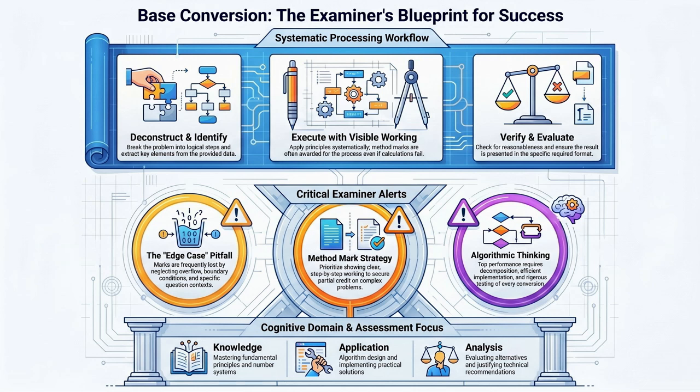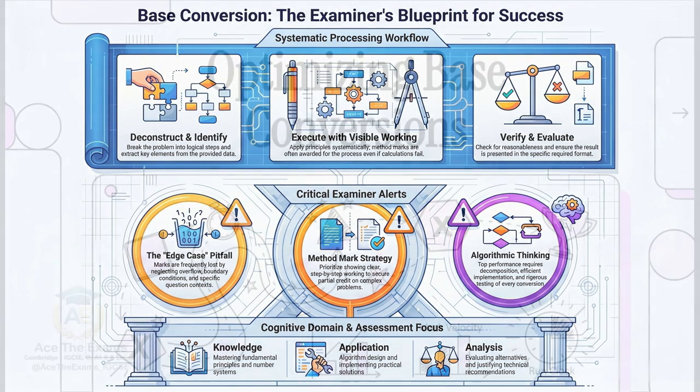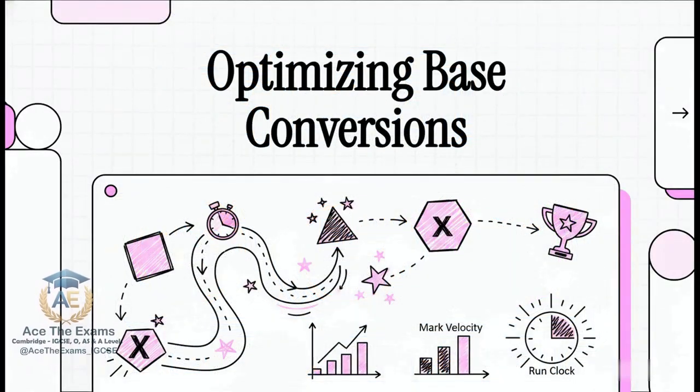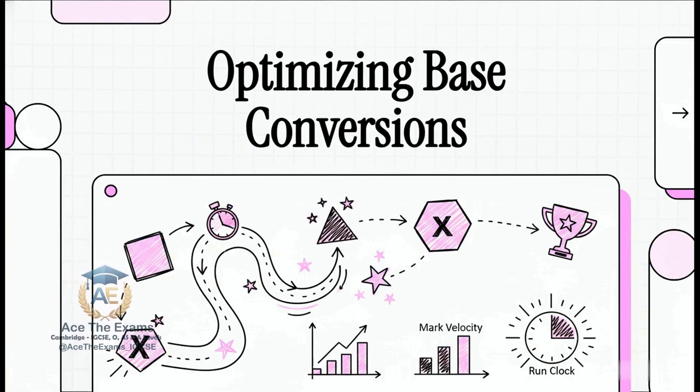Welcome to The Explainer. Listen, today we're treating the Cambridge AS and A-level computer science syllabus not like a textbook, but like an optimizable system. An e-sport, if you will. We are executing a high-stakes, strategic speed run of one of the absolute most critical frameworks in the entire curriculum, converting integer values between number bases.